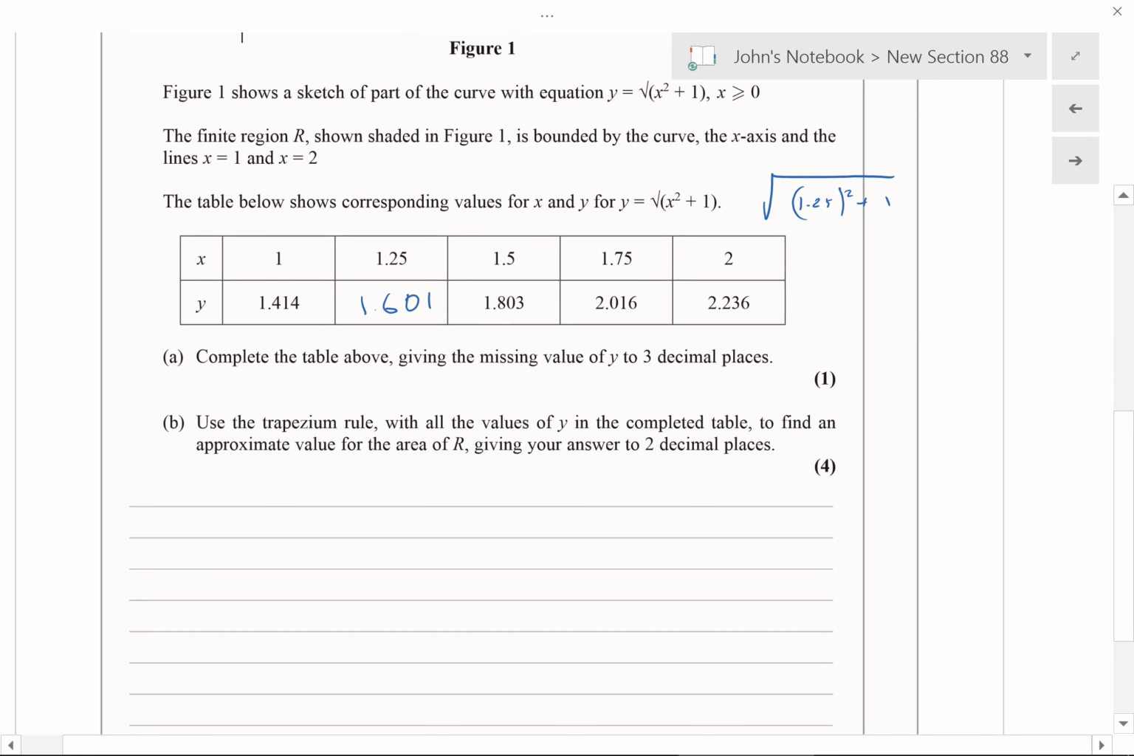Now, the trapezium rule, as stated in the formula book, goes something like this. The integral from a to b of y dx is approximately equal to h over 2, times y0 plus yn, plus 2 times the sum of y1 plus y2 plus y3 all the way up to yn minus 1.